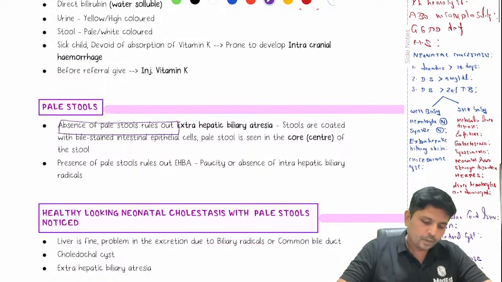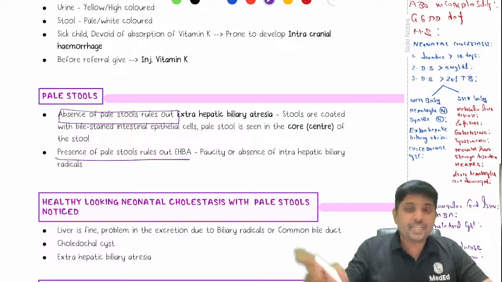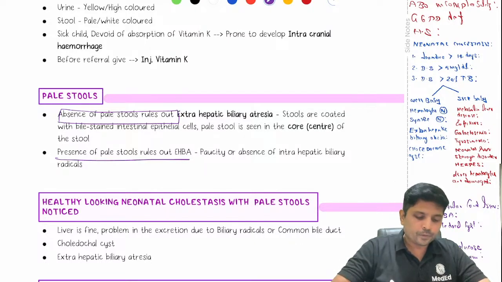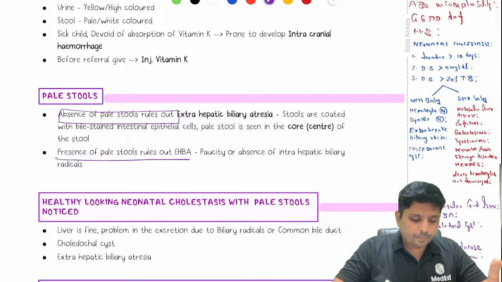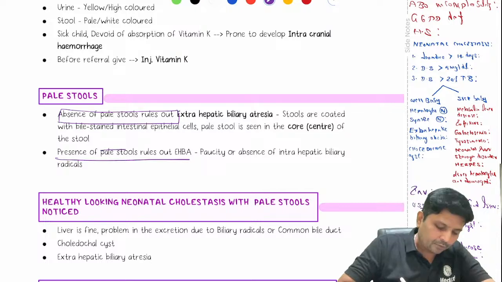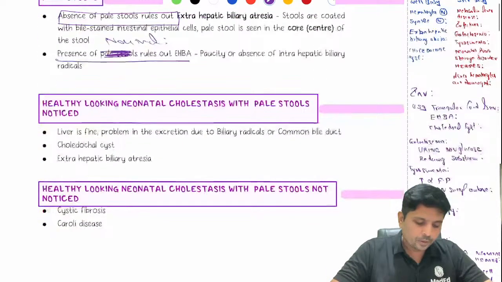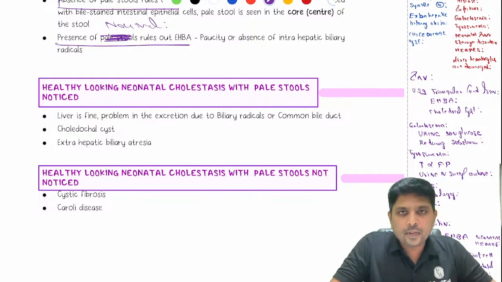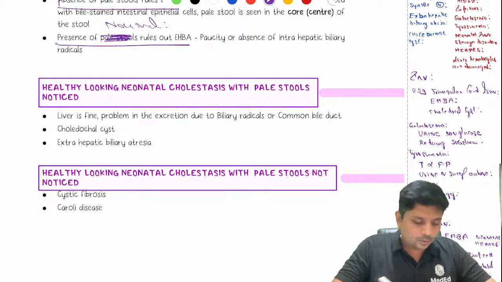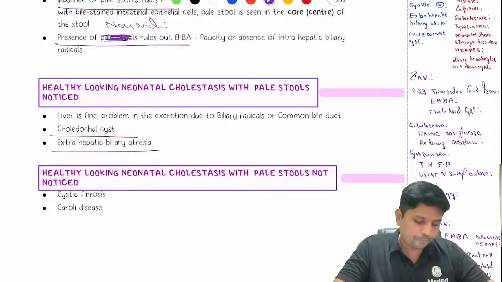But absence of pale stools doesn't confirm. Presence of normal colored stool literally rules out extrahepatic biliary atresia. Okay, right. So as I told you already, in any case of neonatal cholestasis, well baby means choledochal cyst or extrahepatic biliary atresia.